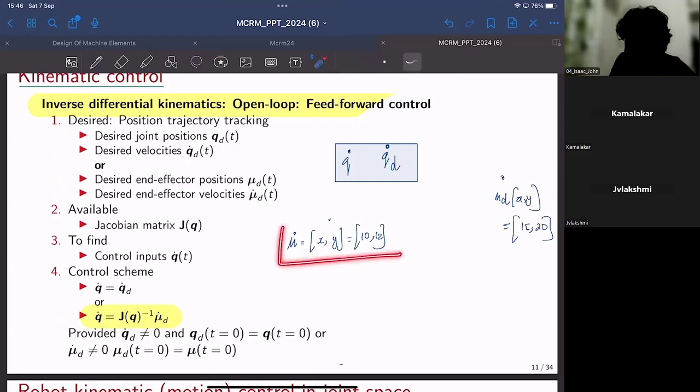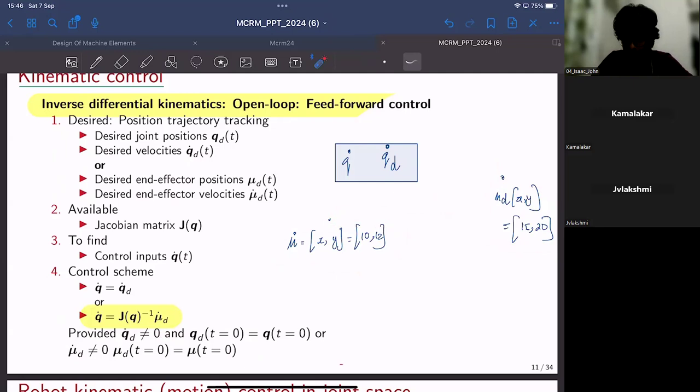The actual position is different from this desired position. So if you are actually trying to implement this open loop control scheme, when the initial positions are not matched, the actual position and the desired position, the robot will not go through the desired trajectory. That is what I meant with this.